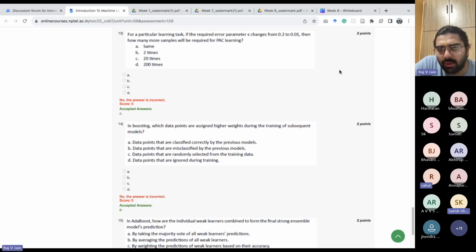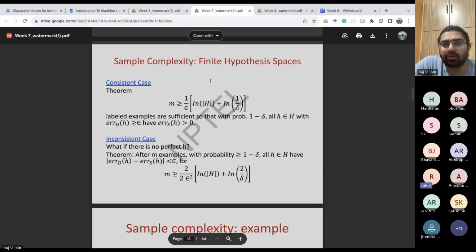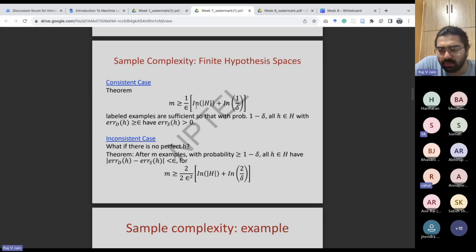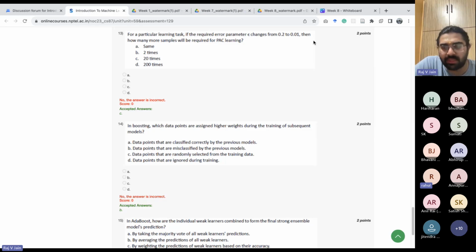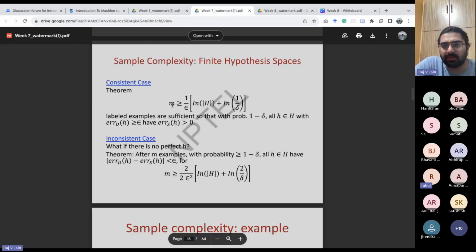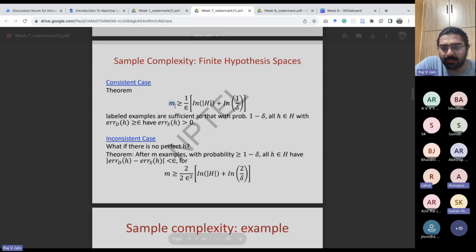So what relation are you asking about? How is it calculated that it is 20 times? For the consistent case, you have 1 by epsilon, no? So m is proportional to 1 by epsilon. Let's say epsilon goes from 0.2 to 0.01. That means it's reducing by 20 times, therefore m will increase by 20 times. Okay, that ratio is clear. That's the point, because the question doesn't say anything about the inconsistent case, where it is epsilon squared. So that will be a problem.